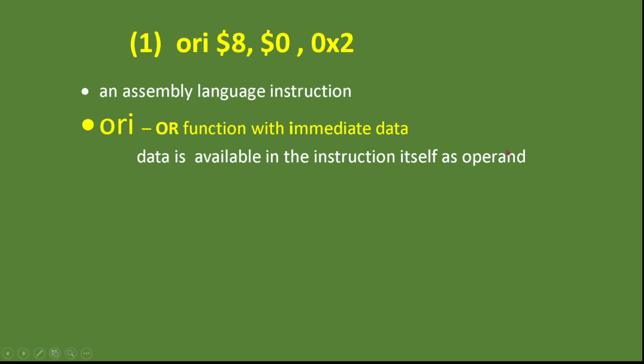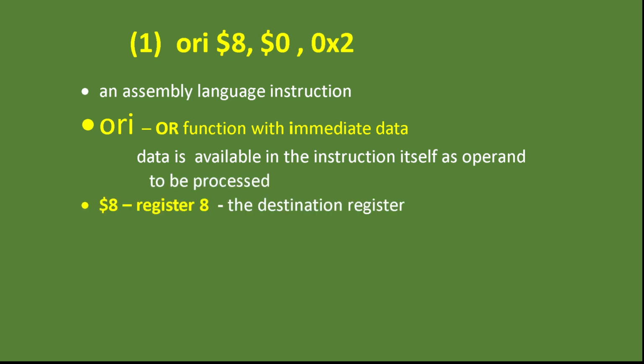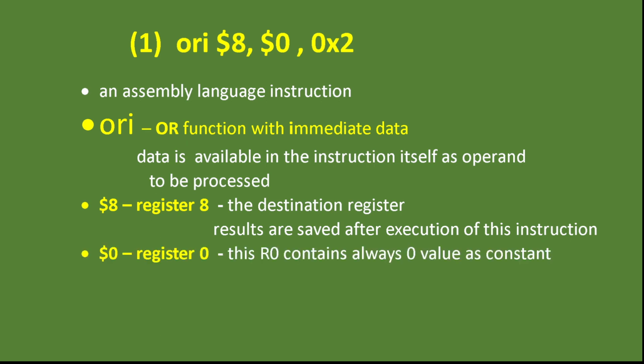We know that this OR is an opcode. It tells the processor what to do. Then this $8 indicates register 8. This is one of the GPR, general purpose registers, available inside the CPU. It will act as the destination register, so the results will be saved in it after execution of this instruction. This $0 indicates register 0. This is a special kind of register that always contains the constant value 0.